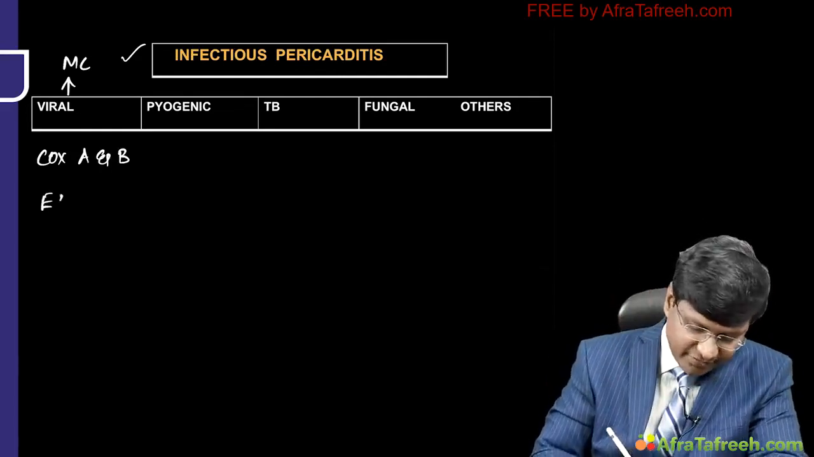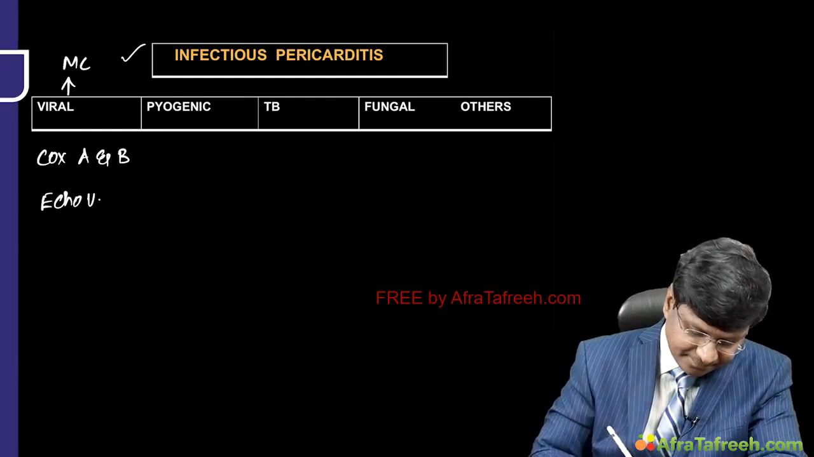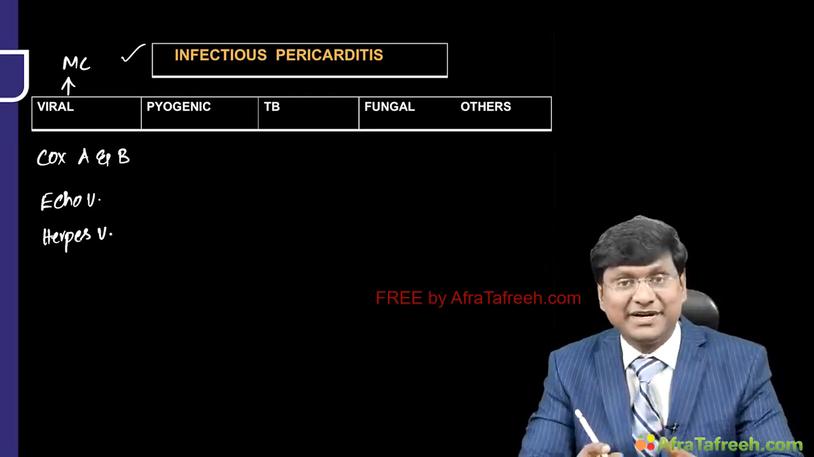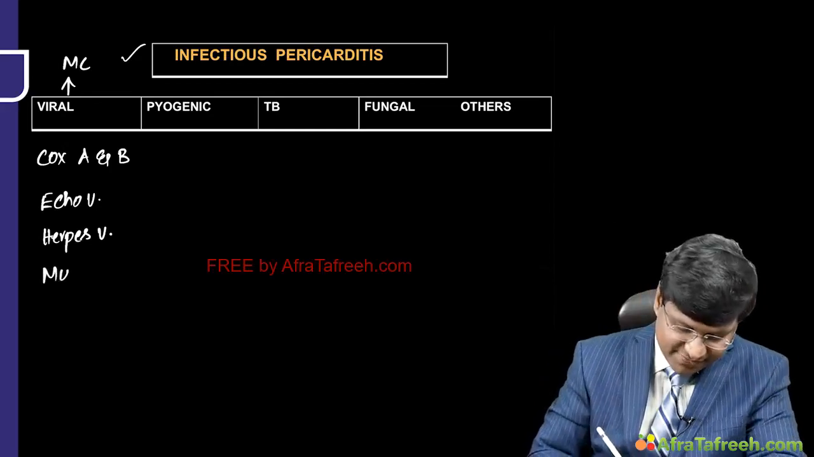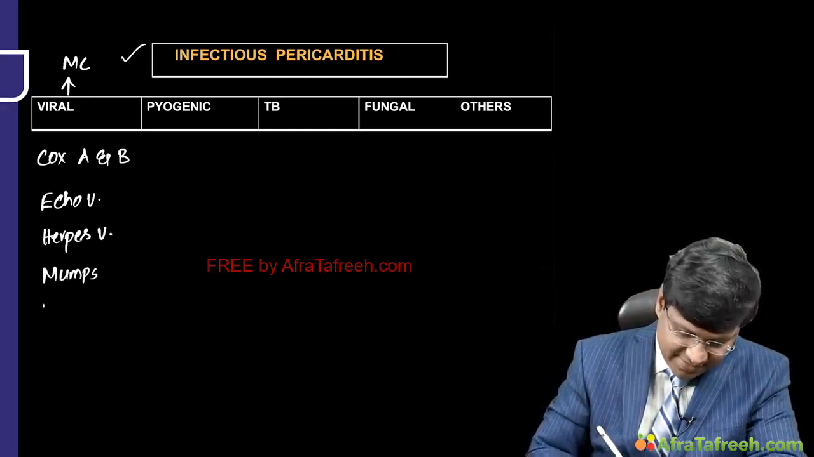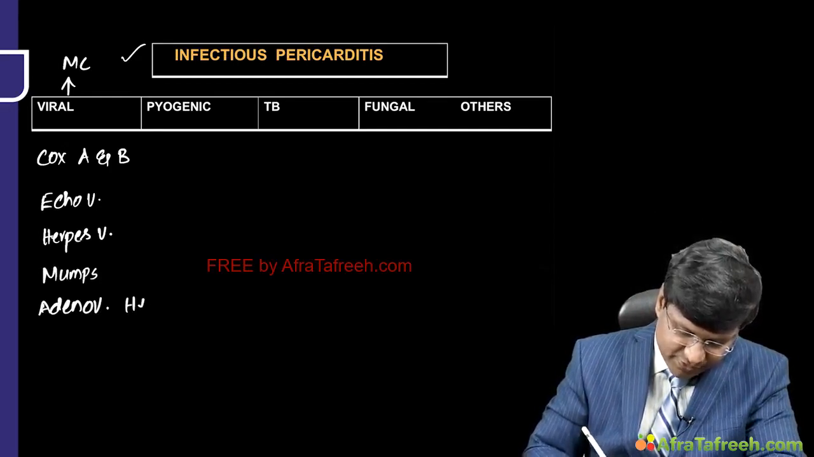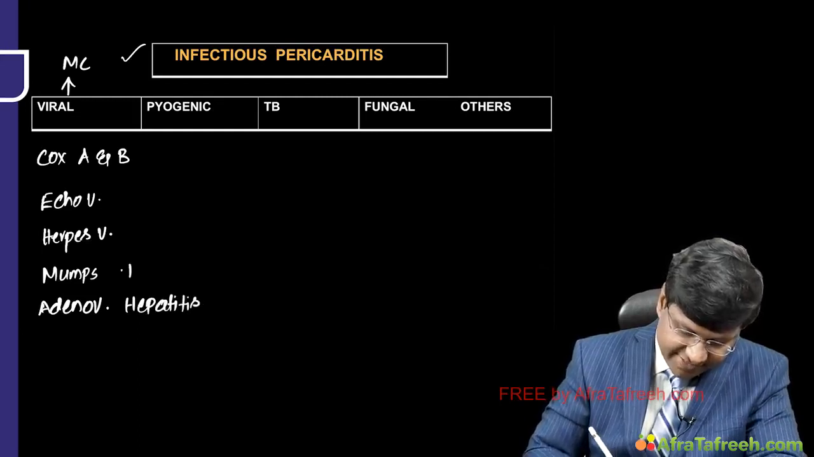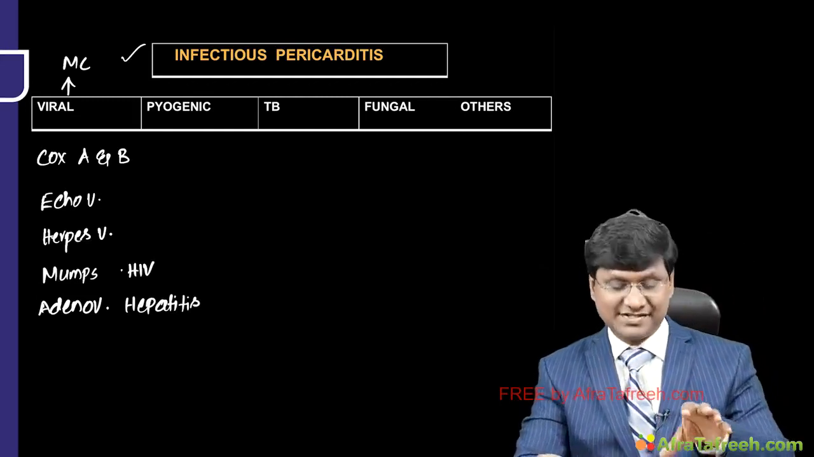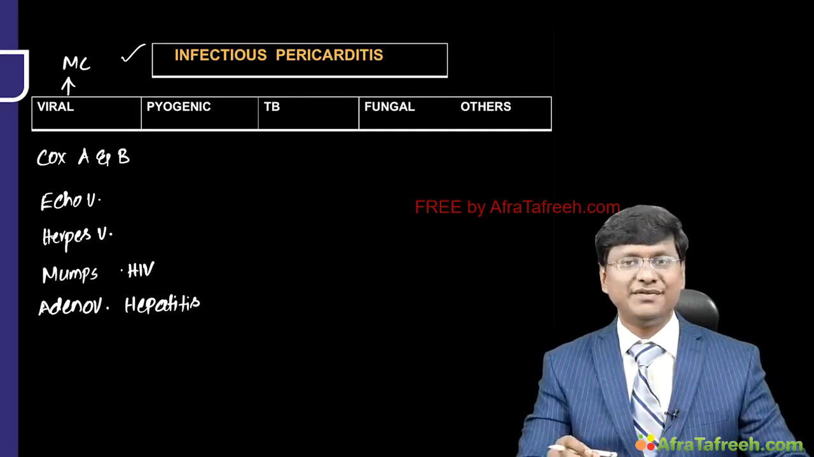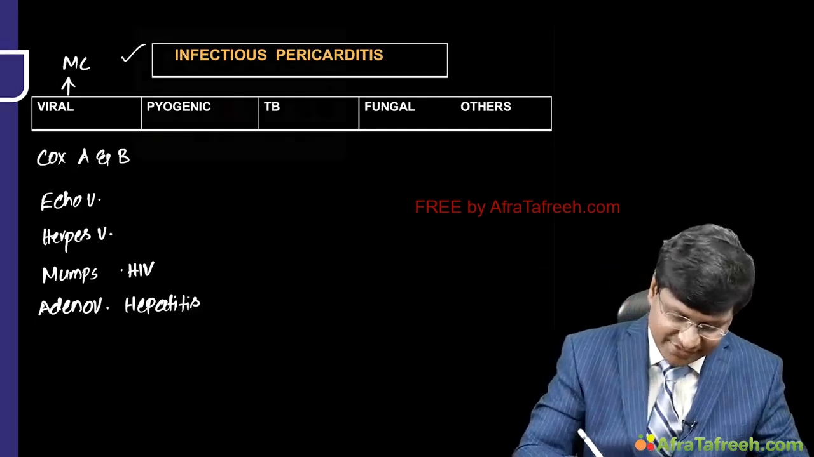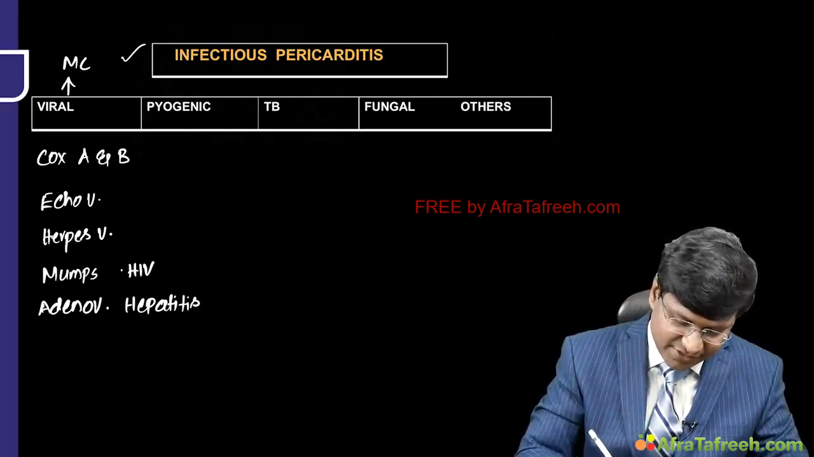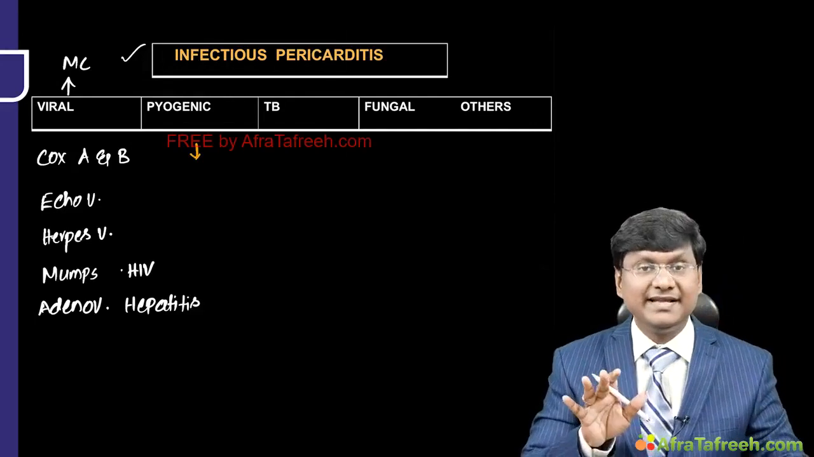Followed by that, we have echovirus. Then next we have the herpes virus, next mumps, adenovirus, then hepatitis virus, and then we have HIV. So these are all the viral infections that can contribute to the development of acute pericarditis. Whereas if you take the pyogenic causes, they include mainly the bacteria.